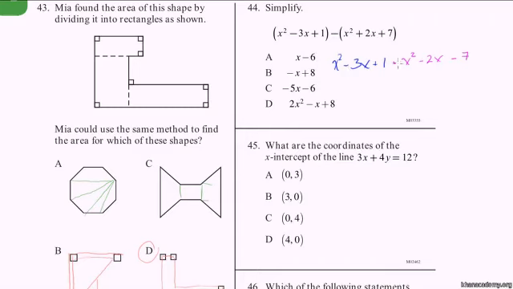So you have an x squared minus an x squared. They cancel out, right? x squared minus x squared is 0. Then you have minus 3x minus 2x. So minus 3x minus 2x is minus 5x. And then you have 1 minus 7, which is minus 6. So you're left with minus 5x minus 6, which is choice C.